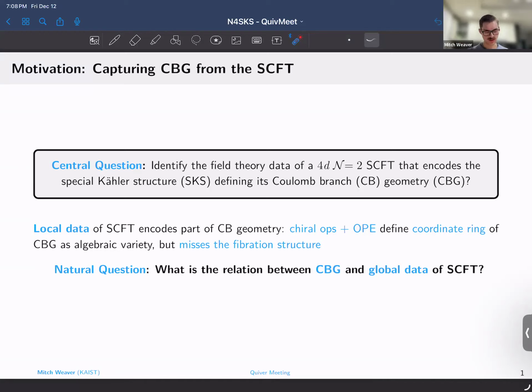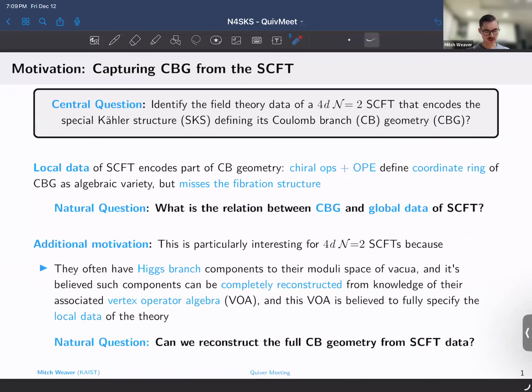So a natural question is, what is the relationship between the special Kahler structure data of the Coulomb branch geometry and the global data of the superconformal field theory? Because we know that there are many examples of SCFTs with this so-called global data.